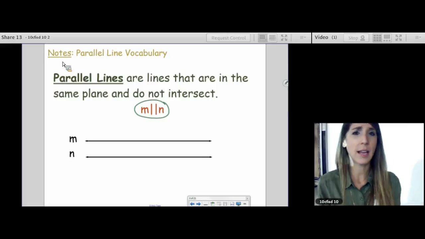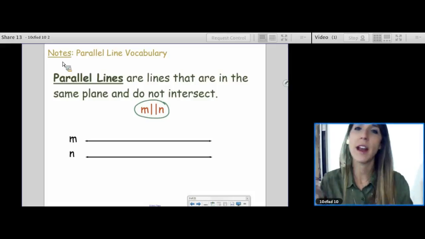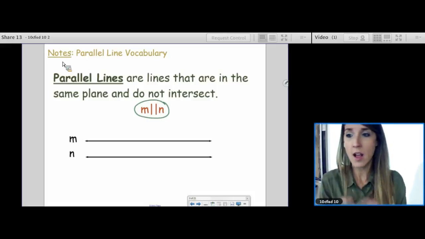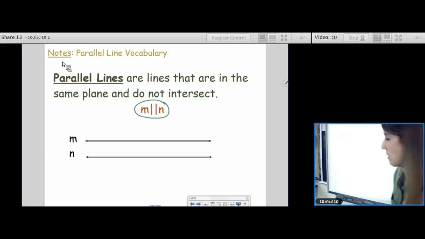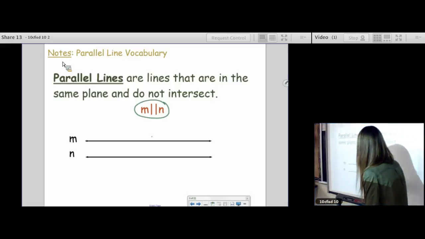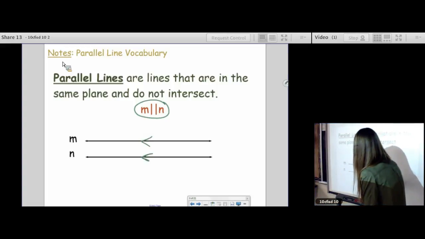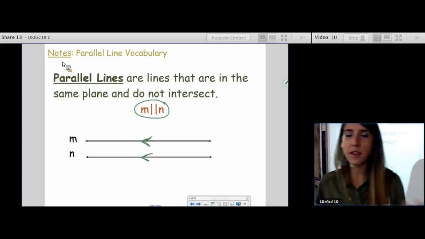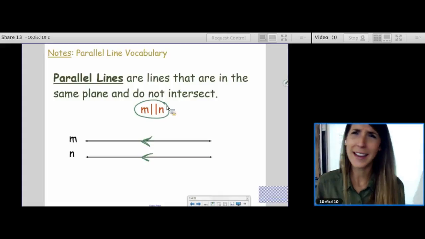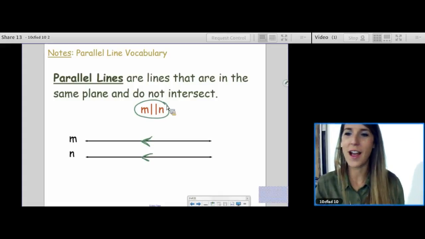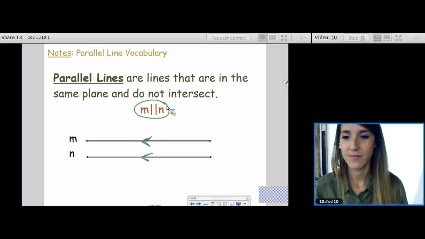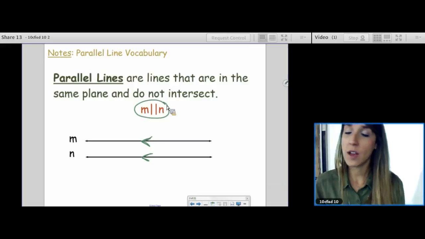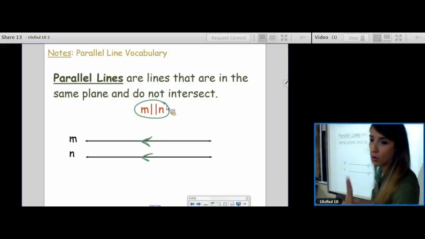We mark congruent segments with tick marks. We mark congruent angles with arcs. We need a marking for parallel lines. And I think I've shown it before. You just go to your line, and somewhere in the middle of your line, although lines don't have middles, you put an arrow.